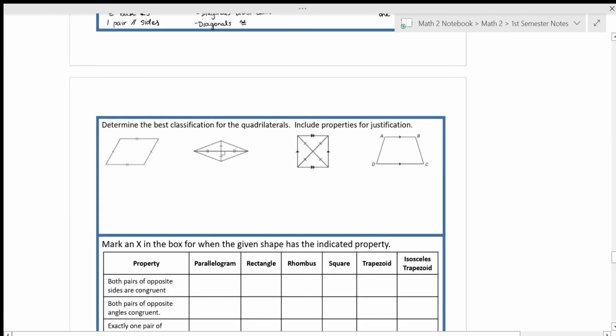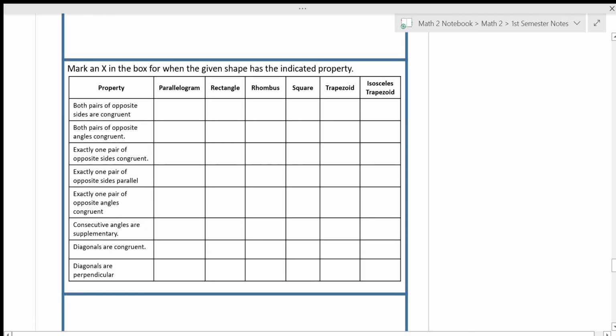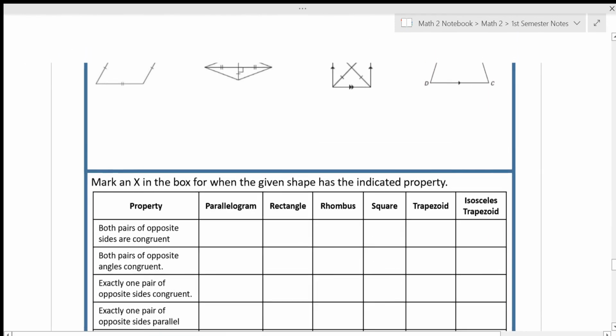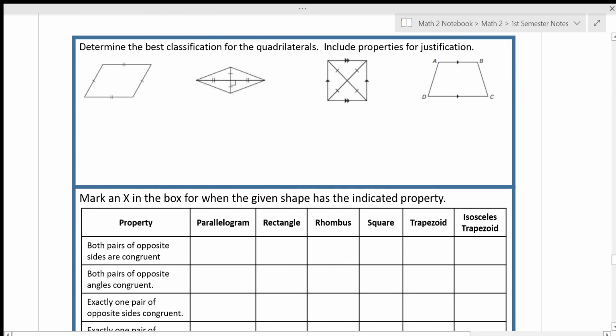You can maybe try these next 4. Leave the table for now. Well, I guess you could try it too if you want, but we will go over those in class.